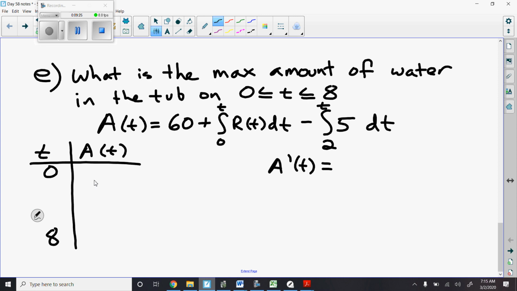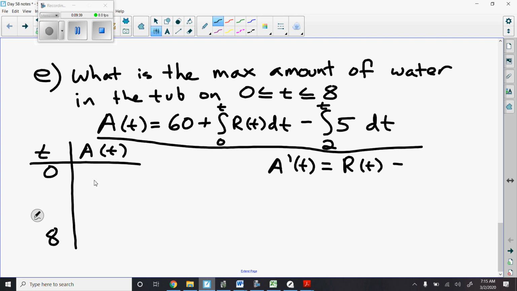When I do the derivative of this equation, I already did it earlier, but just as a reminder, the derivative of 60 is 0. The derivative of the integral of r of t is simply r of t. The derivative of the integral of 5 is simply 5. So I want to set this derivative equal to 0. Solving this equation, I can add 5 to both sides. I need to figure out when r of t equals 5, and that's going to be a critical point that I need to test.